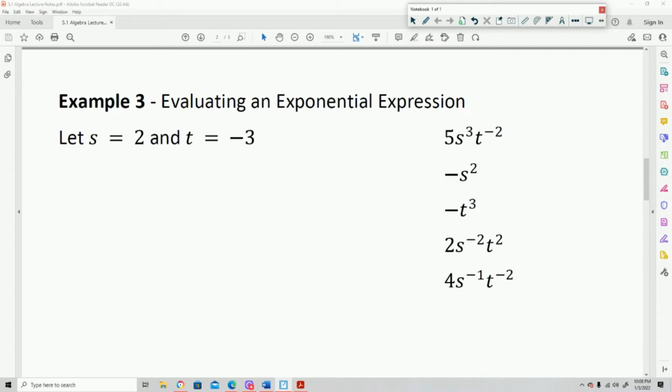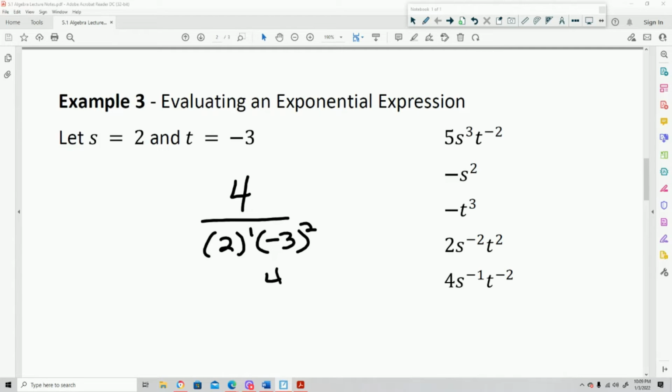Okay, I've got a 4. Now I've got a 4 on top. I'm going to go ahead and put the others on the bottom because they're negative exponents. So I'm going to have s to the +1. It's going to be 2 to the 1st power. And I'm going to have t to the +2 on the bottom. So I've got -3, and it's going to be squared. Okay. Now remember, this negative does not go with this negative. This negative simply tells you where to put it in the problem. This is a negative on the 3.